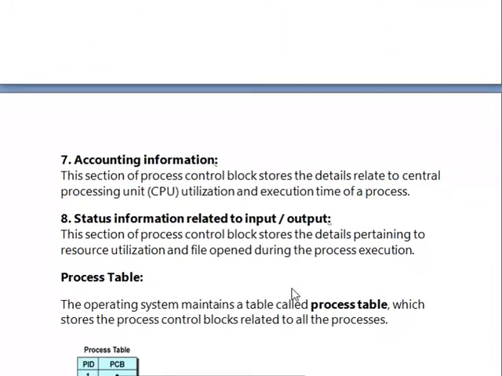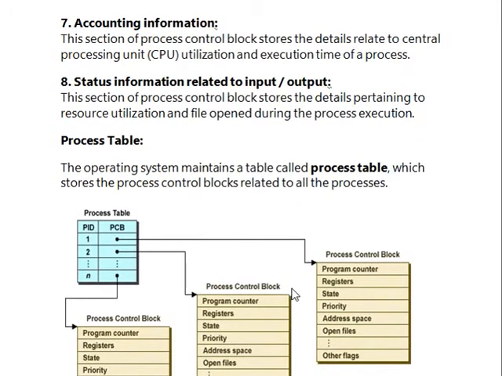And next we can see account information. This section of the process control block stores the details related to central processing unit utilization and execution time of a process. Eighth, status information related to input output. This section of the process control block stores the details pertaining to resource utilization and files opened during the process execution.